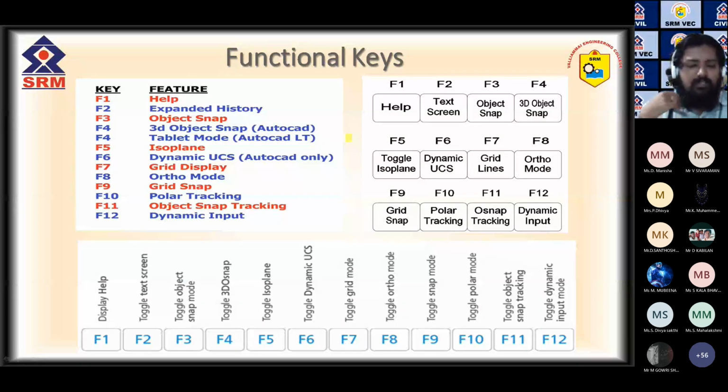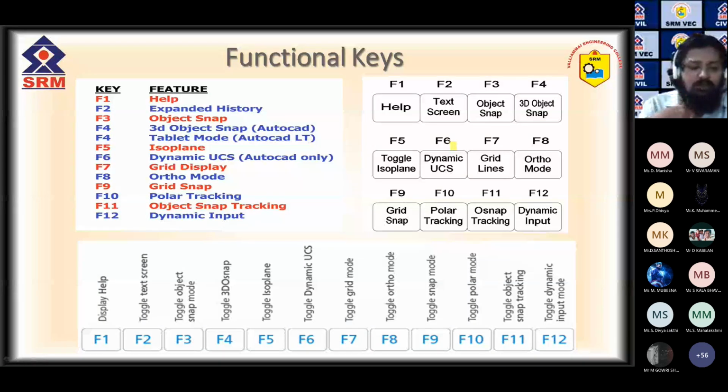Coming to F5, it is isoplane, in which plane you are working, isoplane or the other plane. You can toggle between those two with F5 if you are using an isometric view. F7 is the grid display. One can toggle the grid on and off. F9 is grid snap, where you can use the mouse or cursor to go with a 90-degree straight line, or if you want to go with a specified angle, right? I'll tell that.